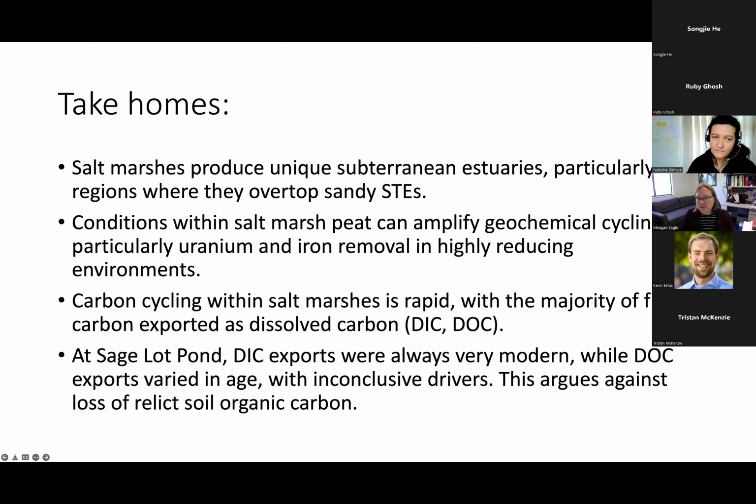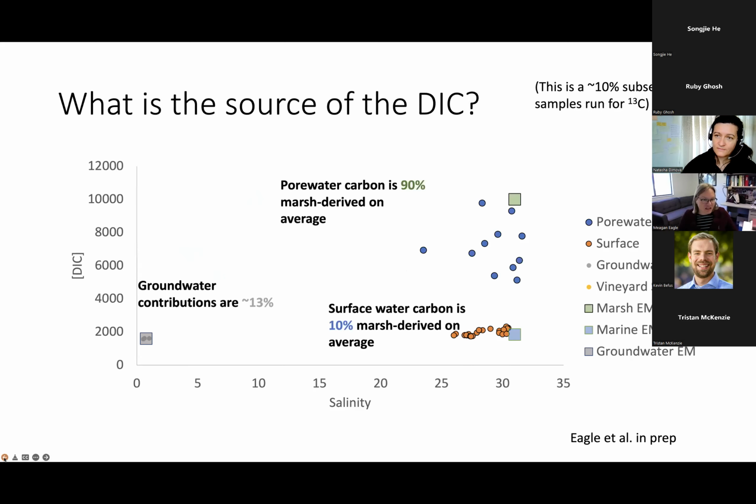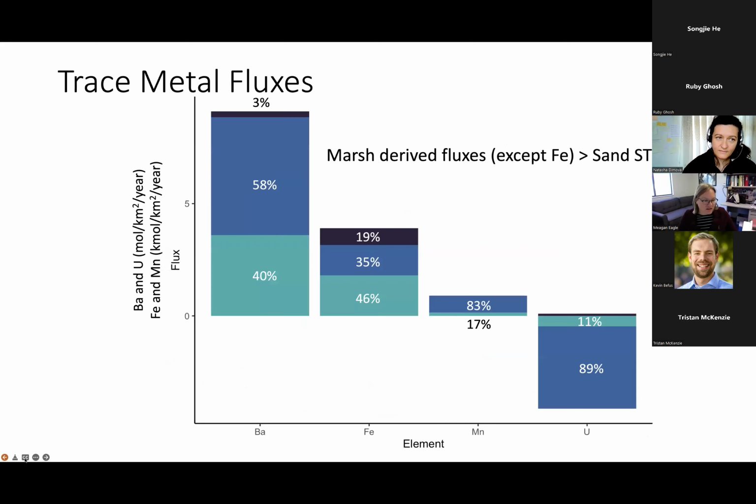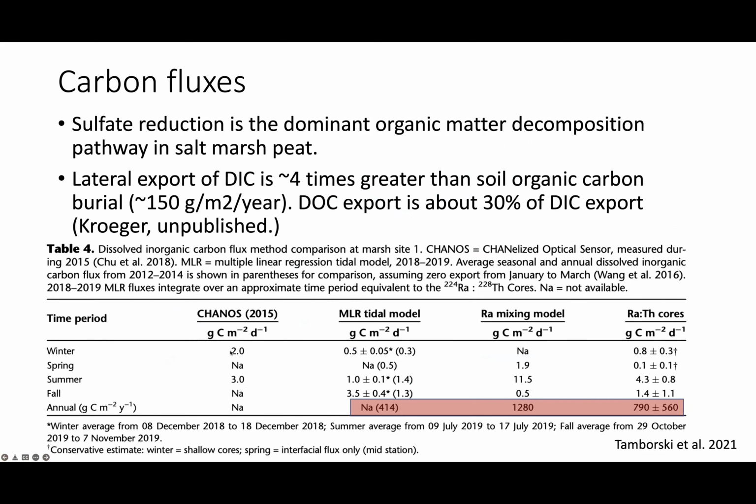Oh, okay. Yes. Okay, then I have a follow-up question. I noticed that there were huge differences in terms of DIC flux using different methods. One of the methods you used is the radon and thorium ratio method. I'm wondering how many cores did you collect to get the ratio? I know it's a lot of work to get that flux rate, but I'm just wondering how many cores you were able to do.